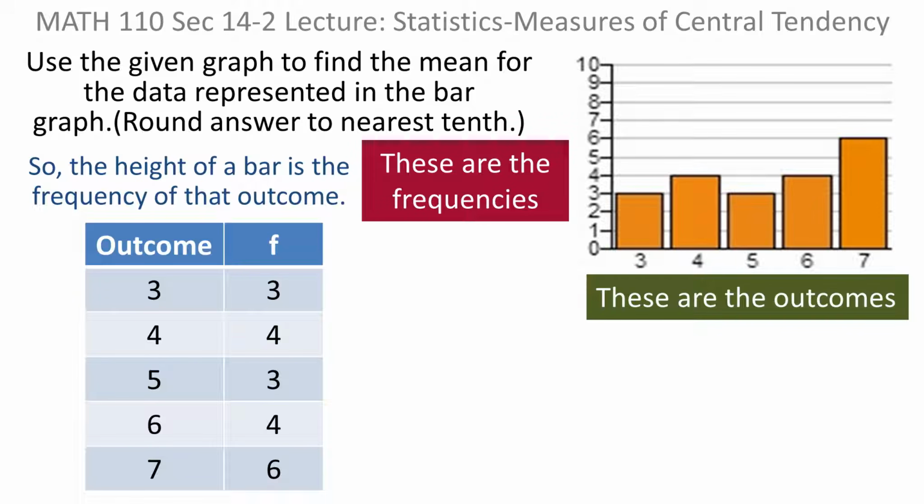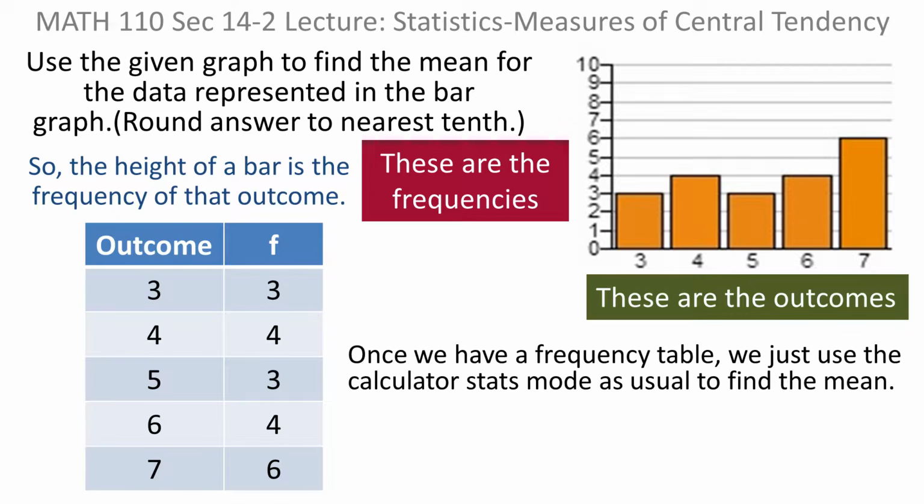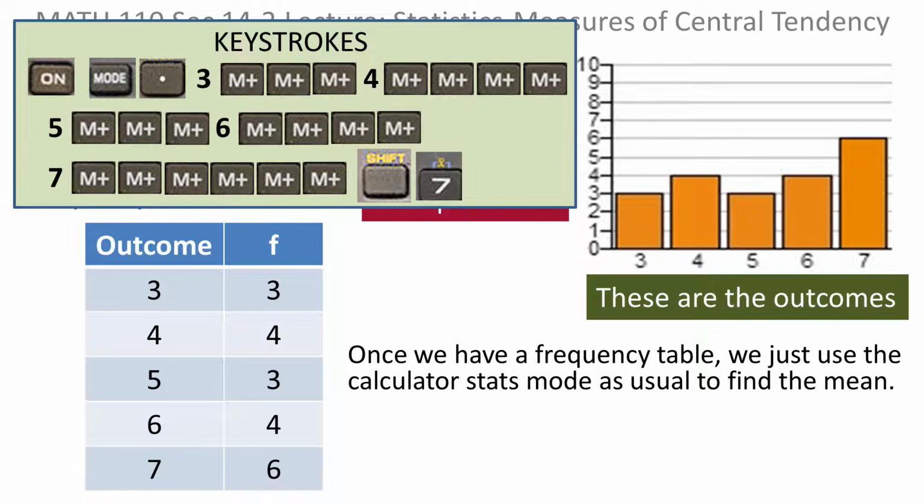Now that you've turned this back into a frequency table, it works exactly like we've done before. So if I want to calculate the mean, I go to my calculator, put it in stats mode. I don't want to bore everyone with doing this over and over again, but you take the outcome 3, and since its frequency is 3, you press M plus 3 times. Then you go to the outcome 4, and since its frequency is 4, you press M plus 4 times. And then you go to the third one, the outcome is 5, and its frequency is 3, so you put in 5, and you do M plus 3 times.